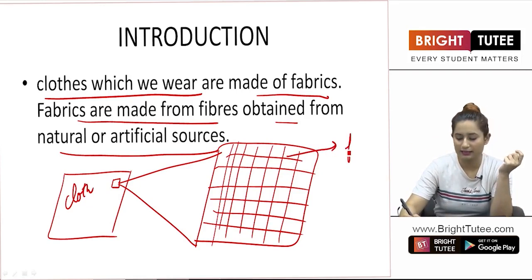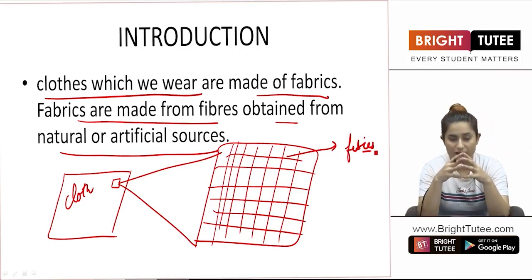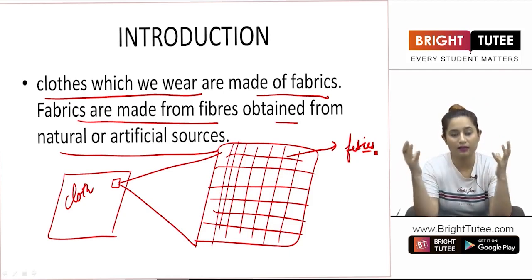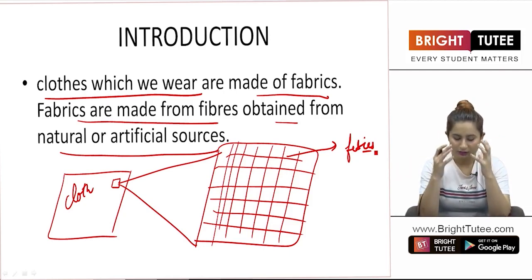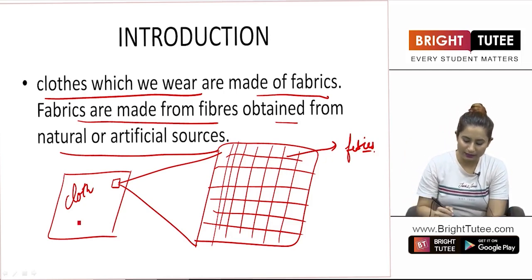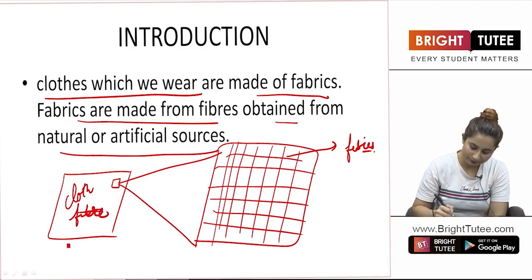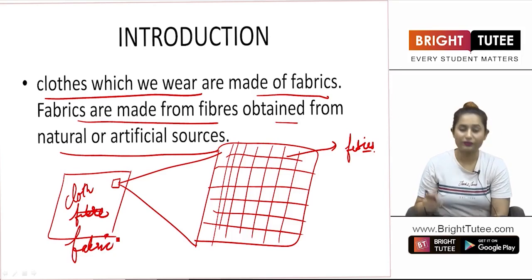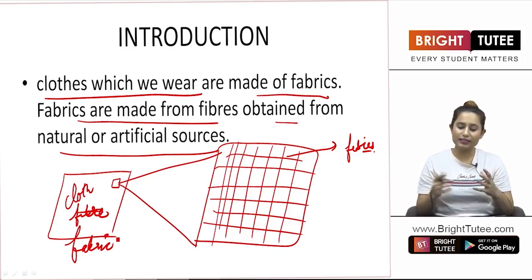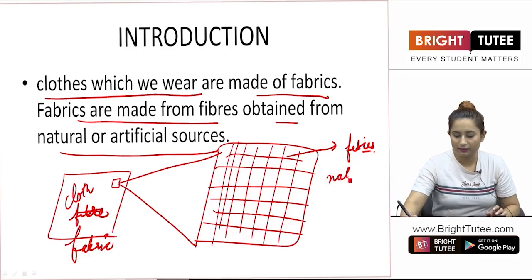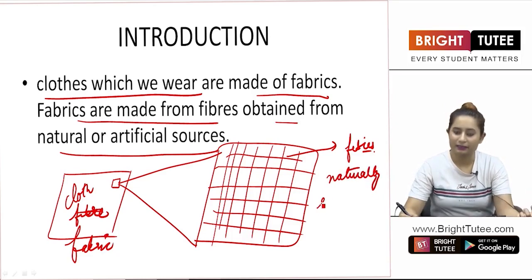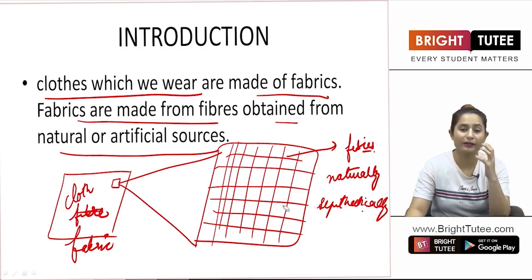These individual strands are fibers. They are basically arranged together, intermixed together, and they combine to form a cloth. So these individual strands are fibers, and this whole cloth is now known as fabric. So fibers combine to form fabric, and these fibers can be obtained naturally or can be prepared synthetically as well. We can synthesize them as well. And the naturally obtained fibers are known as natural fibers. The fibers that we produce that are man-made are known as synthetic fibers.